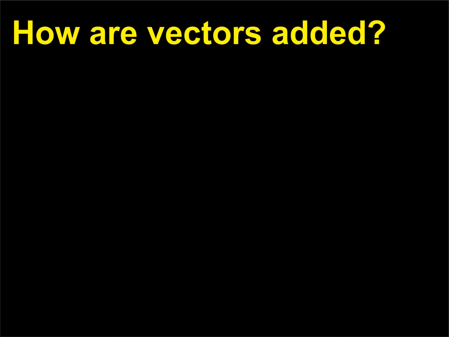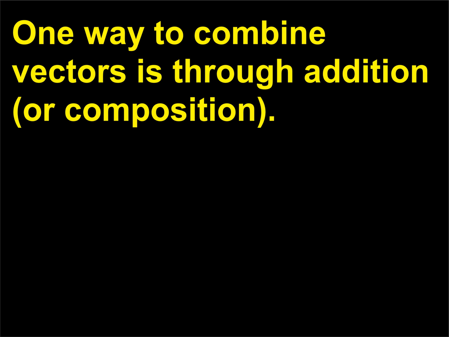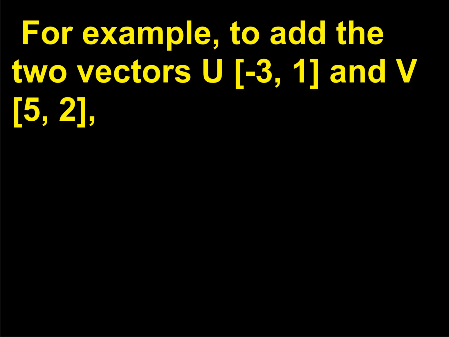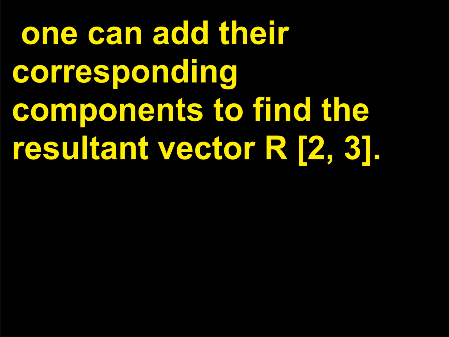How are vectors added? One way to combine vectors is through addition, or composition. This can be done algebraically or graphically. For example, to add the two vectors u (-3, 1) and v (5, 2), one can add their corresponding components to find the resultant vector r (2, 3).